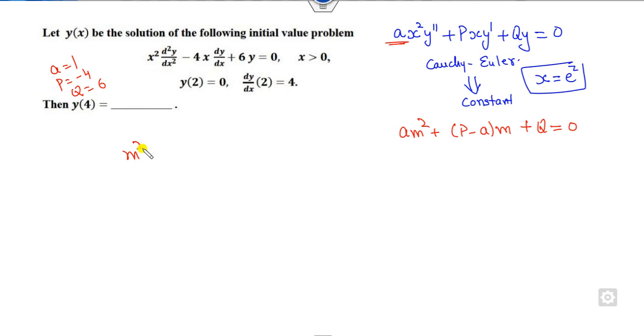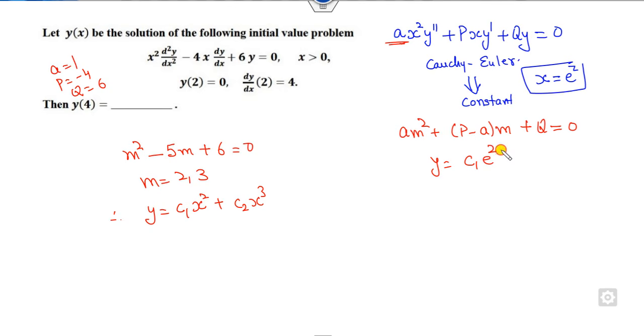Substitute here. It's m² + (p − 1)m + 6 = 0, that's m² − 5m + 6 = 0. m will be 2 and 3. Therefore the solution is y = c1 x² + c2 x³. You can also write this as c1 e^(2z) + c2 e^(3z), where this part is x² and this is x³.